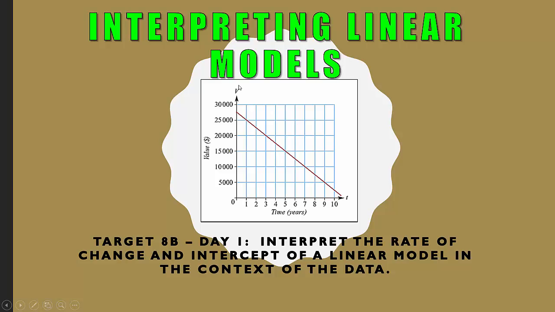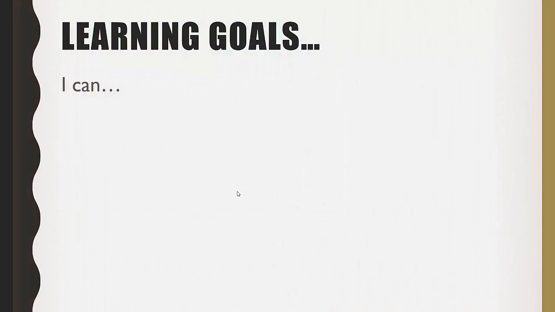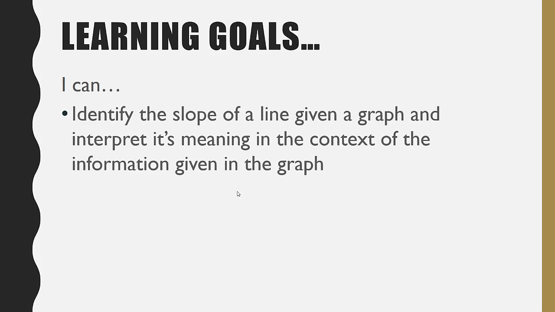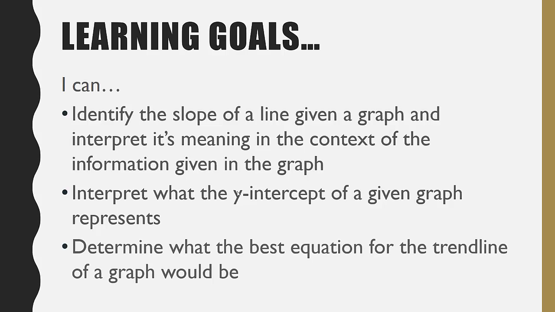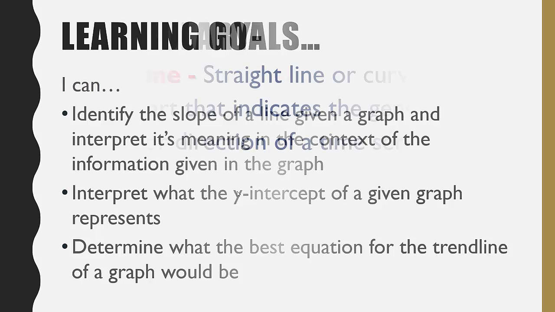Alright, so welcome to Interpreting Linear Models. This is Target 8B, Day 1. Let's go ahead and look at our learning goals. I can identify the slope of a line given a graph and interpret its meaning in the context of the information given in the graph. I can interpret what the y-intercept of a given graph represents, and I can determine what the best equation for the trend line of a graph would be.